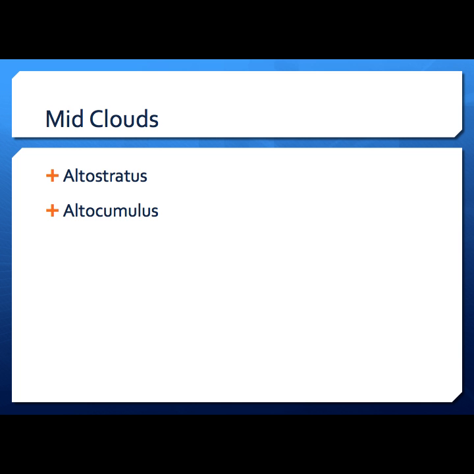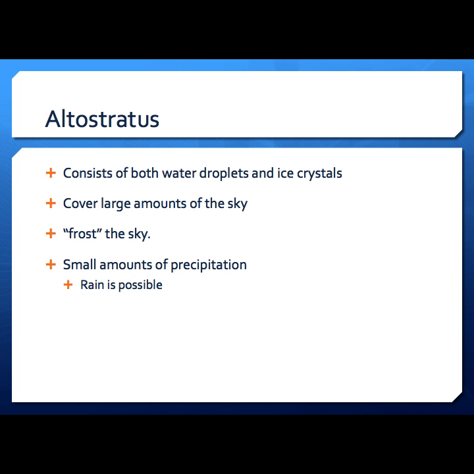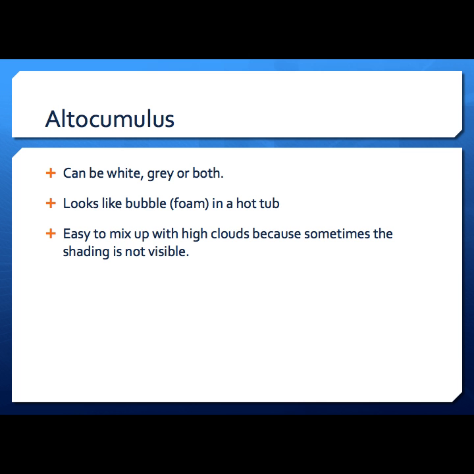We have mid clouds, which are altostratus and altocumulus. Altostratus clouds consist of both water drops and ice crystals. They cover large amounts of the sky. They add a frosty look to the sky, and they usually have small amounts of precipitation, and rain is usually possible with these clouds.